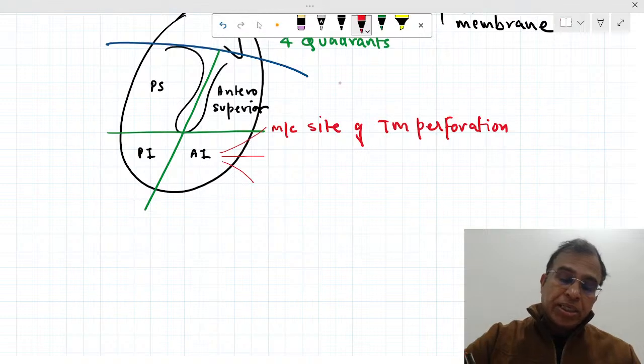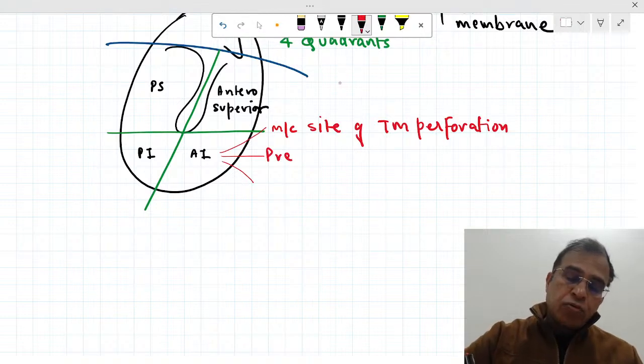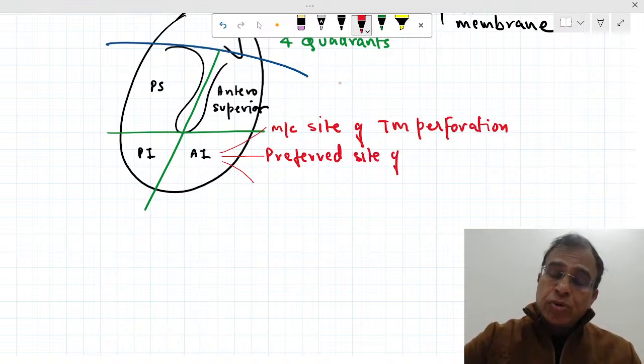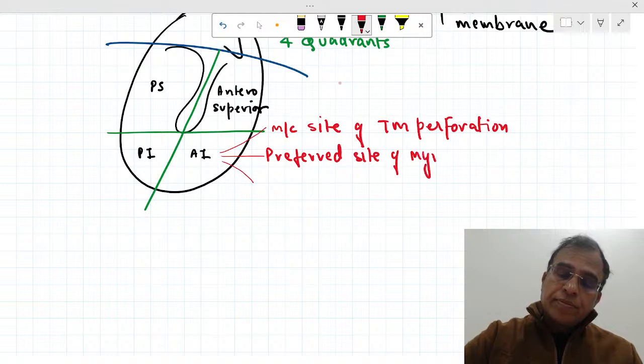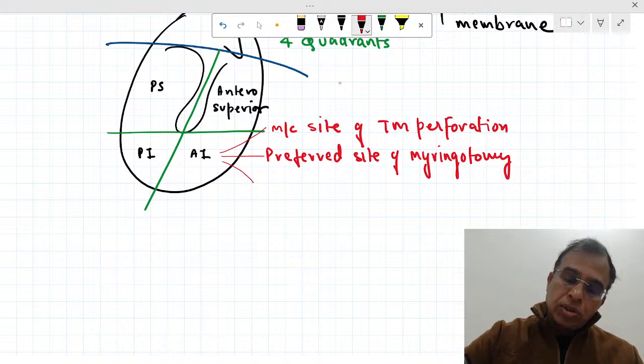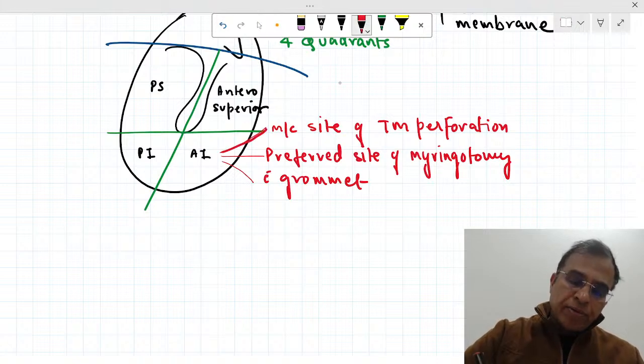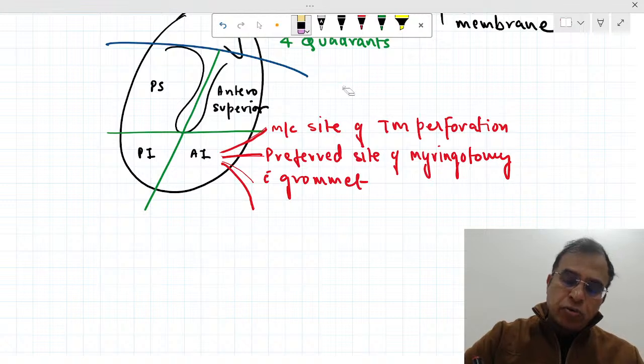Second point, it's a preferred site of what? Preferred site of a surgery. Which surgery? Myringotomy with grommet insertion. So if you do this surgery called myringotomy and grommet, then it is preferred in the anteroinferior quadrant.